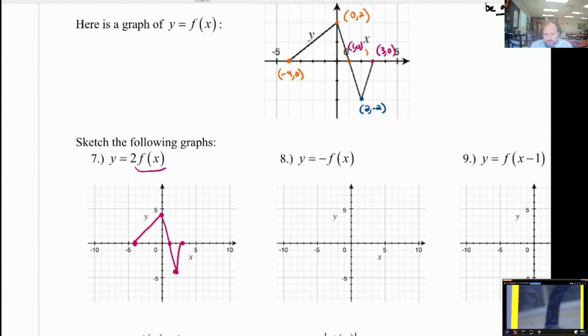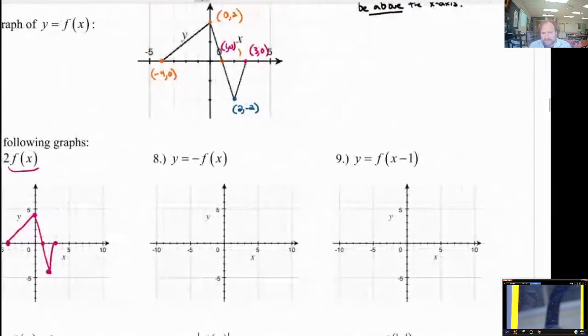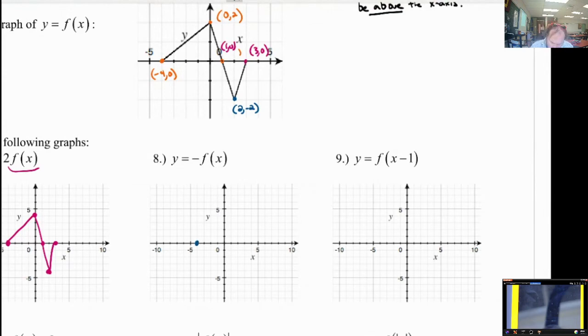Number 8 tells us to do negative f of x. This takes every y value on this graph and flips it. So we're going to see pretty much the same graph we have up there, only we're going to reverse all the y coordinates. -4, 0 is still here, but now it's 0, -2. 1, 0 is still there, but now it's 2, +2, and 3, 0 is 3, 0. So the graph looks something like this. Looks a little different because they changed the scale on these graphs, but there it is.